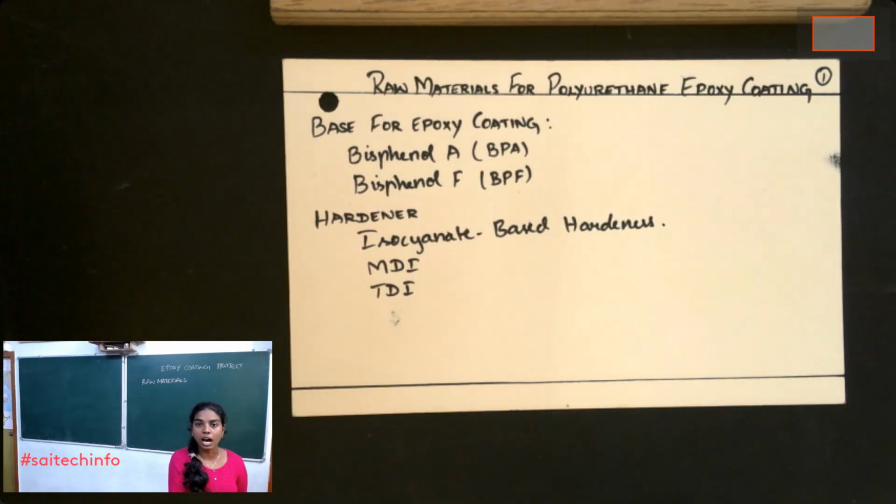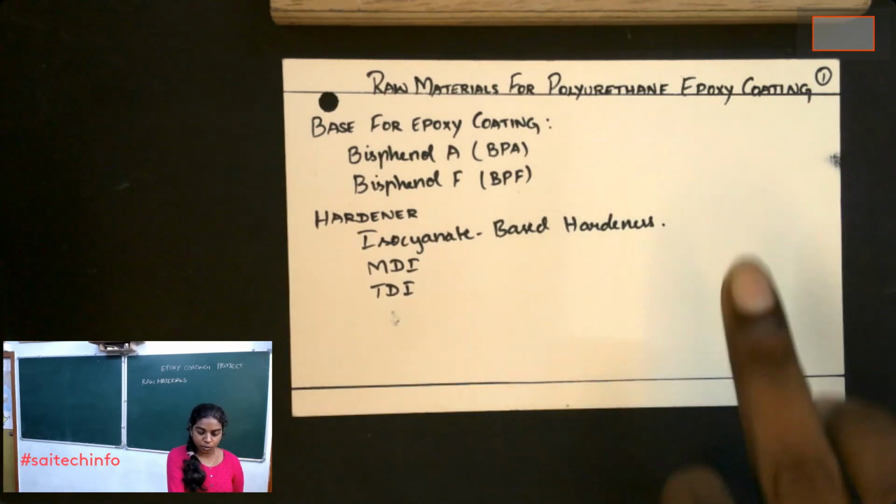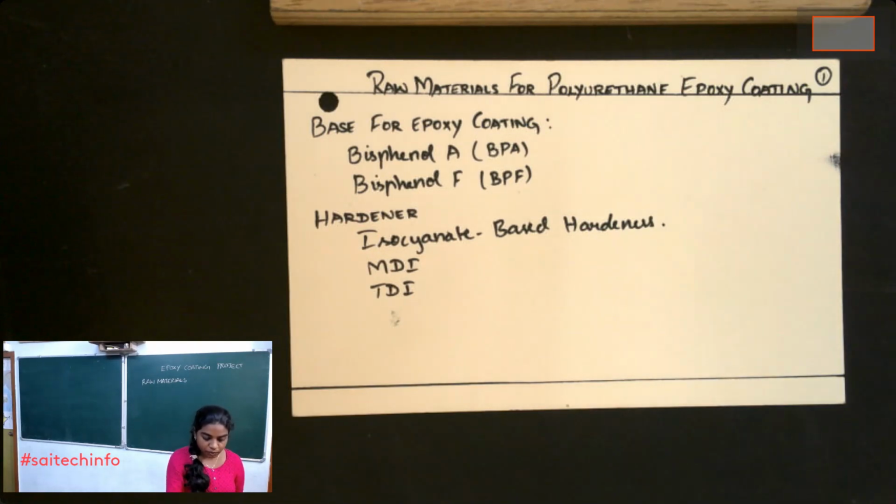So the next one is hardener. Hardener is of various types. It is used based on the product that we are taking for base. So if we are taking a particular type of base, we have to use the hardener which is according to the base we are taking. Here we have used a polyurethane base, so according to it, we have to use isocyanate hardener to get the product successfully. Examples for isocyanate based hardeners are MDI and TDI. MDI stands for diphenyl methane diisocyanate and TDI stands for toluene diisocyanate.